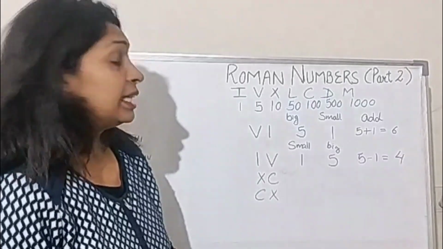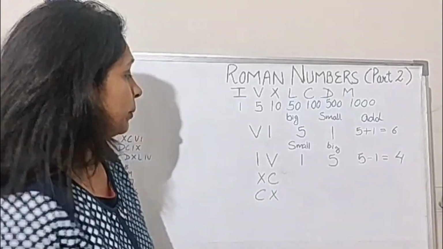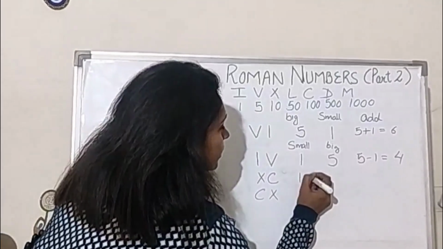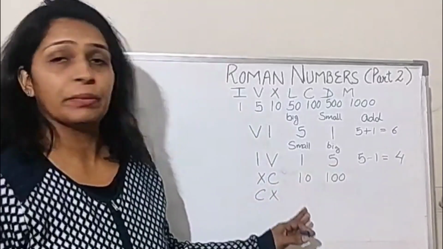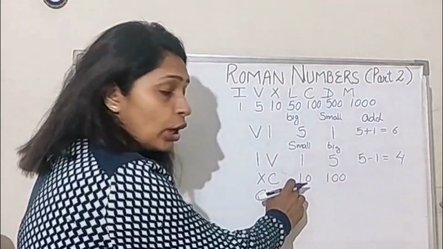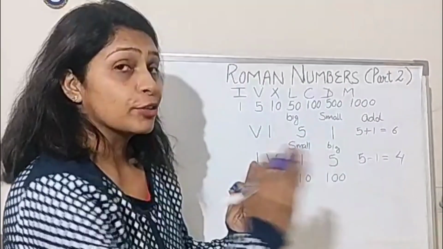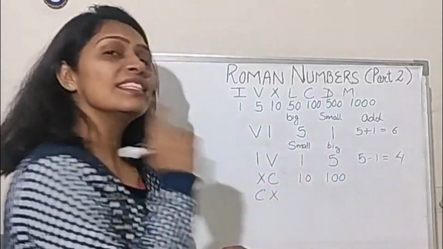Alright, I believe you have done this question. So let's check your answer. What would it be? XC. So what you can see? X you can write as 10 and C is 100. See the pattern, what is happening? 10 is small, 100 is big. So we are going from small to big. So what do we have to do? Add or subtract? Yes, we have to do the subtraction.